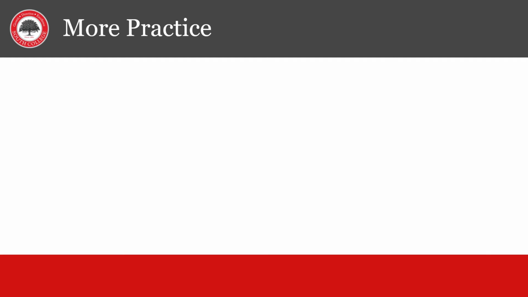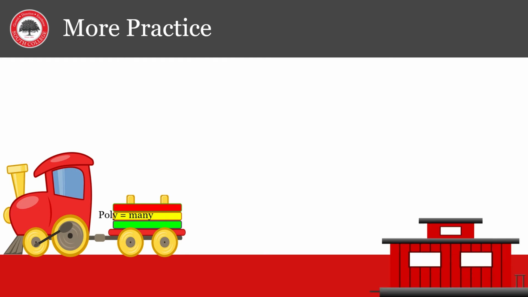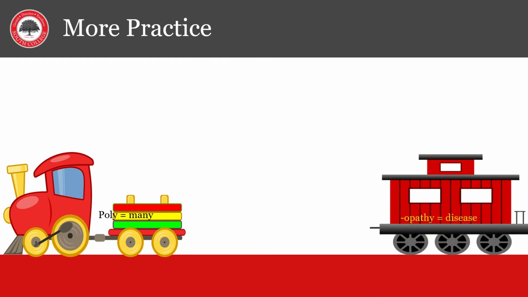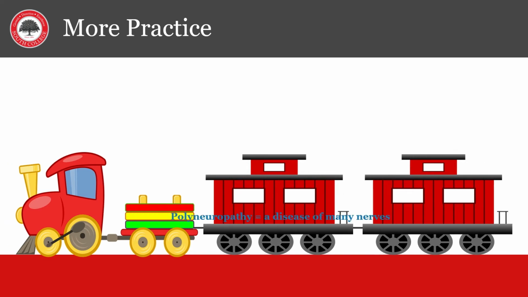What about if the prefix is poly, or many, and the suffix is opathy, which means disease, and the root is now neuro, or nerves? Prefix, suffix, and root. What word will this train form? Polyneuropathy, or disease of many nerves.